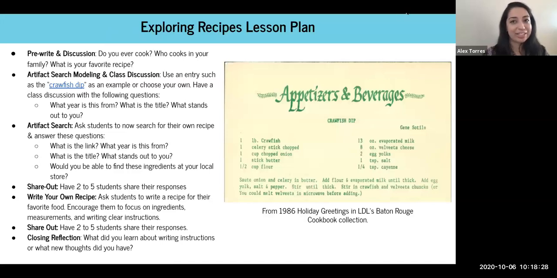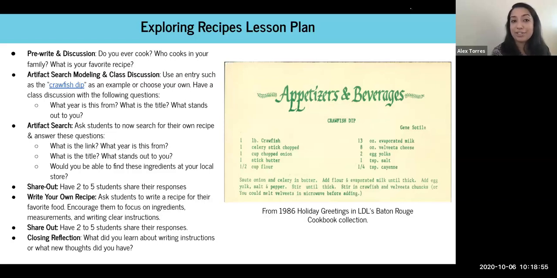So that's the context for looking at these lesson plans. I'm presenting 3 different lesson plans, and then we're going to get to play with these lesson plans ourselves closer to the end. So one way for them to explore what we have in the LDL is through looking at the different collections of recipes.